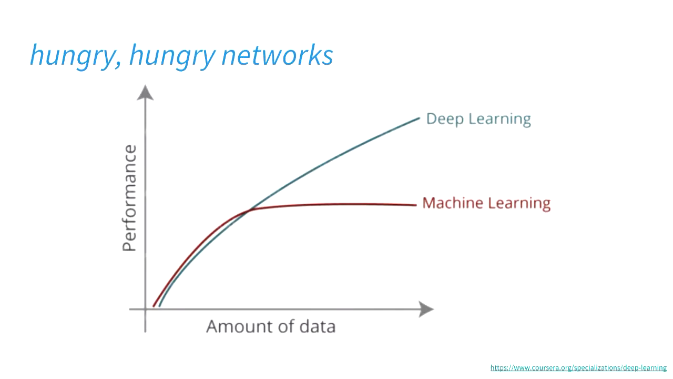So the first of all is that they're like the zombie horde. They have an infinite appetite for data. And this is because, unlike the classical machine learning methods, deep learning keeps getting better the more data that you give it.